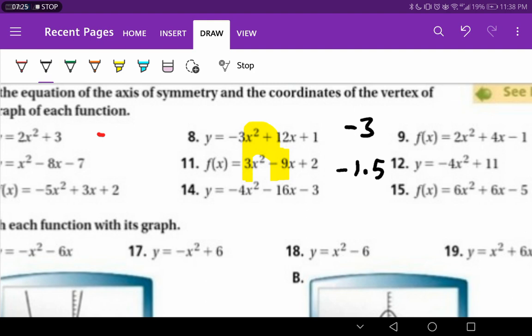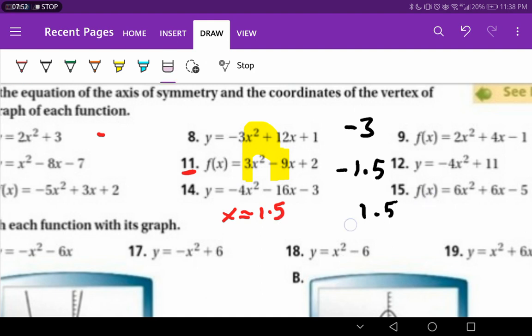Then switch the sign, so it will be what? Positive 1.5. So the axis of symmetry for this equation, x equals 1.5. Are you happy with that, my dear student?